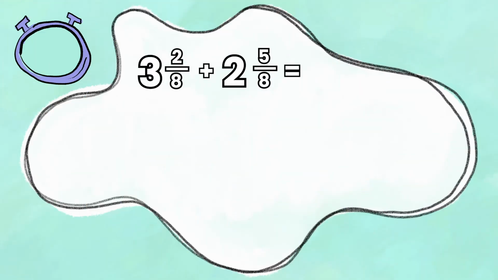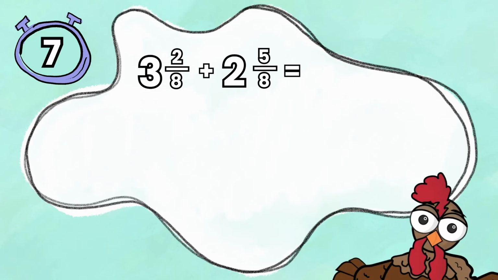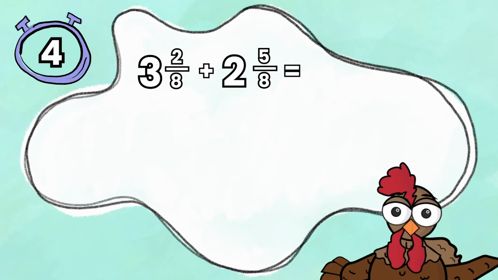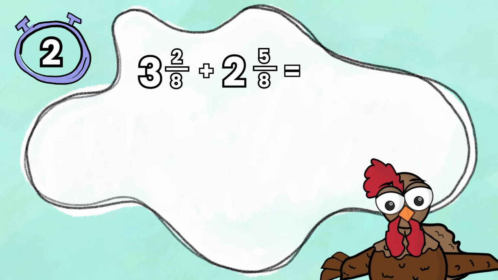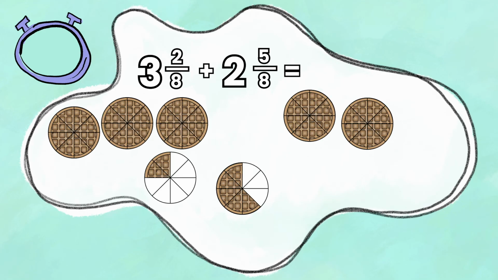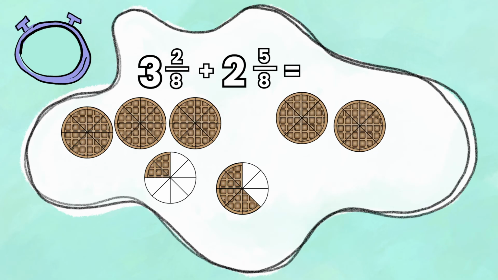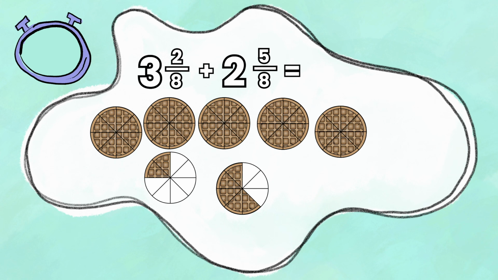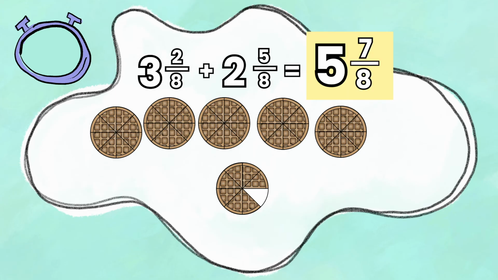3 and 2/8 plus 2 and 5/8. For this problem, I used models to help me. I'm first going to add my wholes together. 3 plus 2. I have 5 wholes. Now I'm going to add the fractions together. 2/8 plus 5/8 is 7/8. So my answer for this problem is 5 and 7/8.